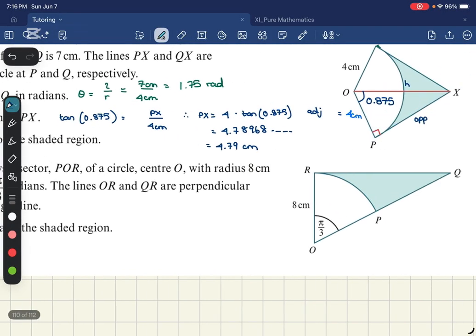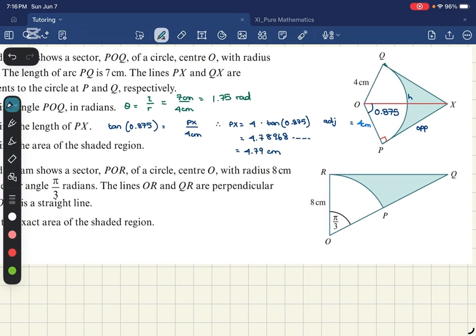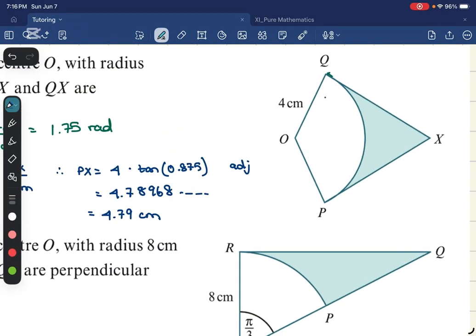So find the area of the shaded region. So let me erase this again. I hope that is okay. So what is the area of the shaded region? Well, it's the area of the whole figure minus the yellow area, right? So it's going to be the whole area minus the yellow area.